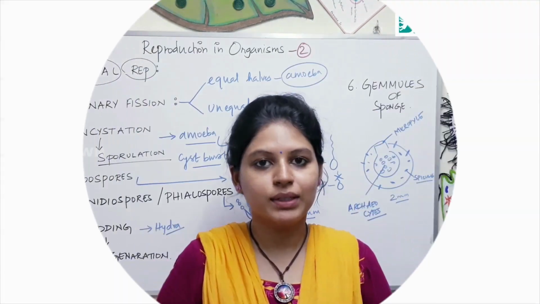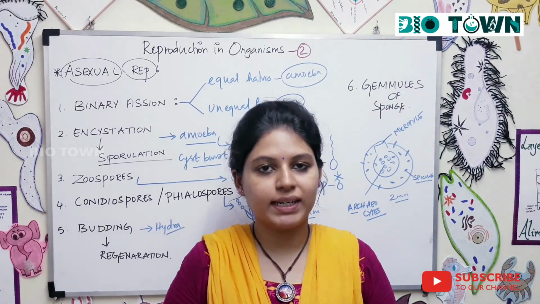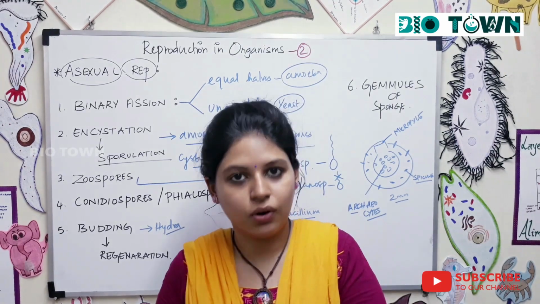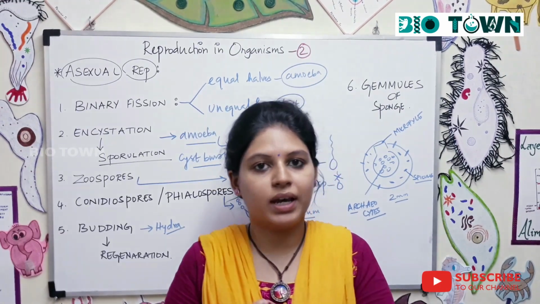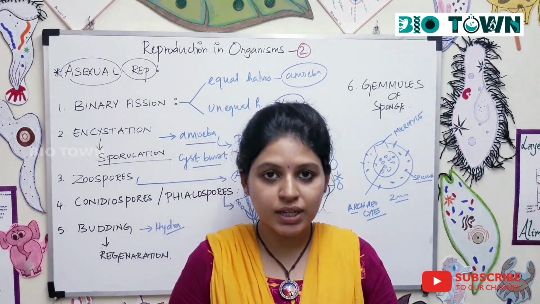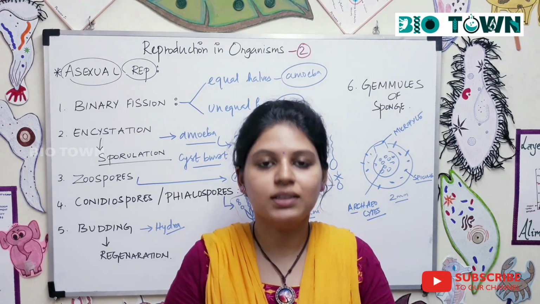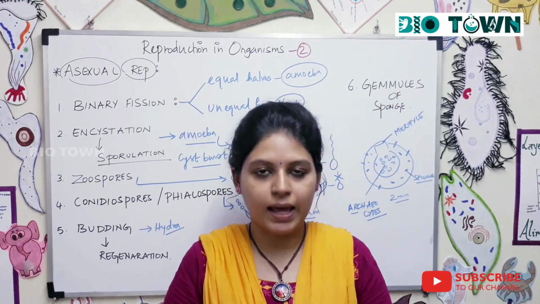Thank you. Friends, in today's session we'll continue with Chapter 1, Reproduction in Organisms. Last class we saw an introduction to reproduction in organisms, and what sexual and asexual reproduction are. In today's class we're going to talk about what asexual reproduction is and the different types of asexual reproduction in animals.